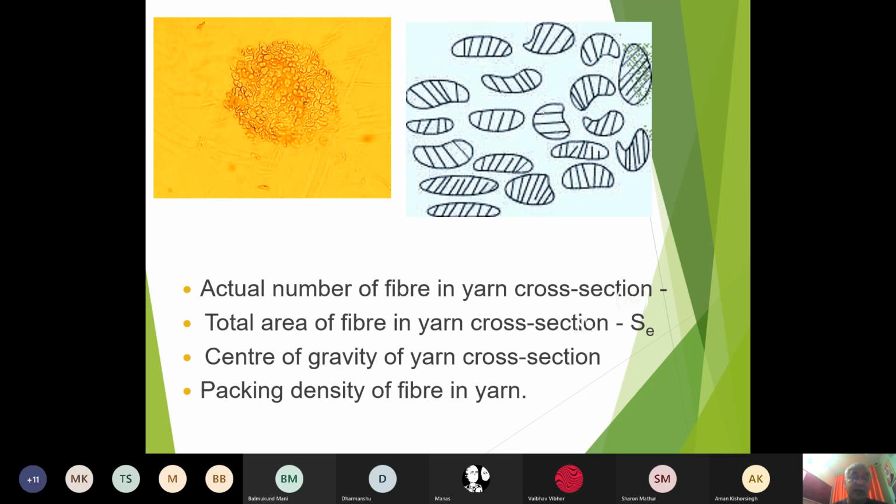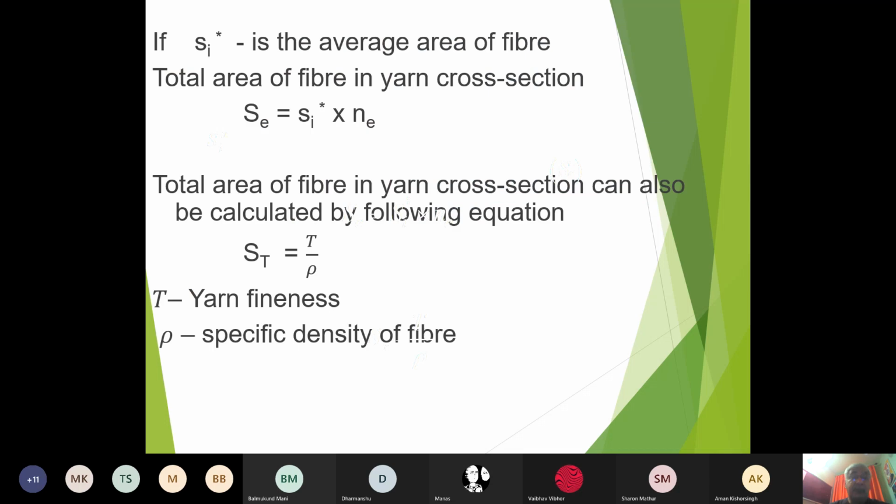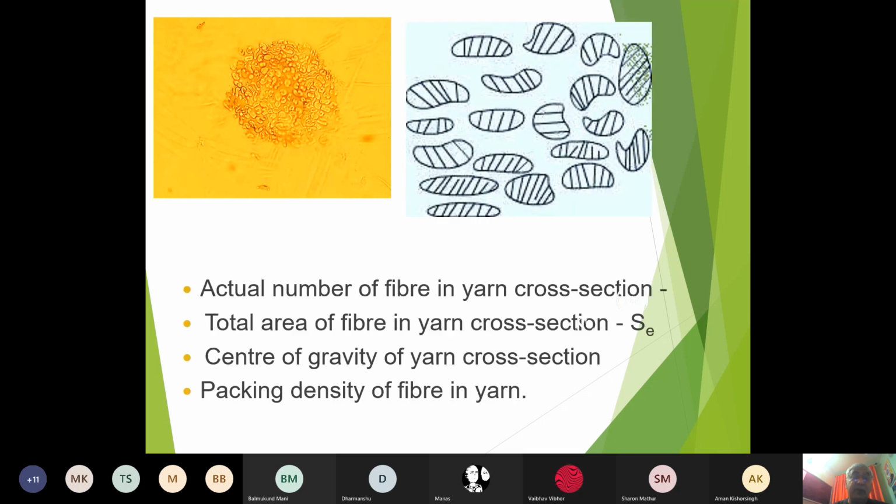Keeping that in mind, let's talk about a certain relationship which will explain the mechanics of yarn structure. Suppose Si star is the average area of a fiber. You have seen that the fibers placed at different radial positions of the yarn have different areas, because all fibers don't have the same area. Even though the cross-sectional area of a fiber is fixed, its radial position in the yarn will decide the area of the fiber.